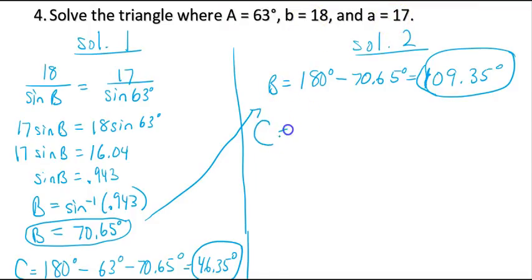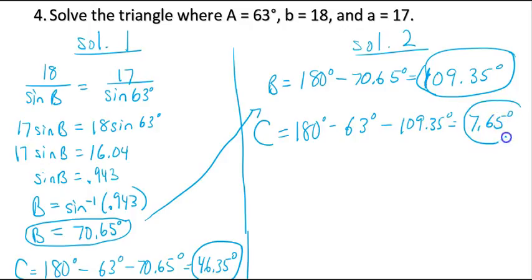So I'm going to find angle C. All three angles of a triangle have to add up to 180. So 180 minus angle A and angle B will give us angle C to be very small, 7.65 degrees. And then I have everything but side C, so I'm going to do C over the sine of 7.65 equals the A over the sine of A. Cross multiply.